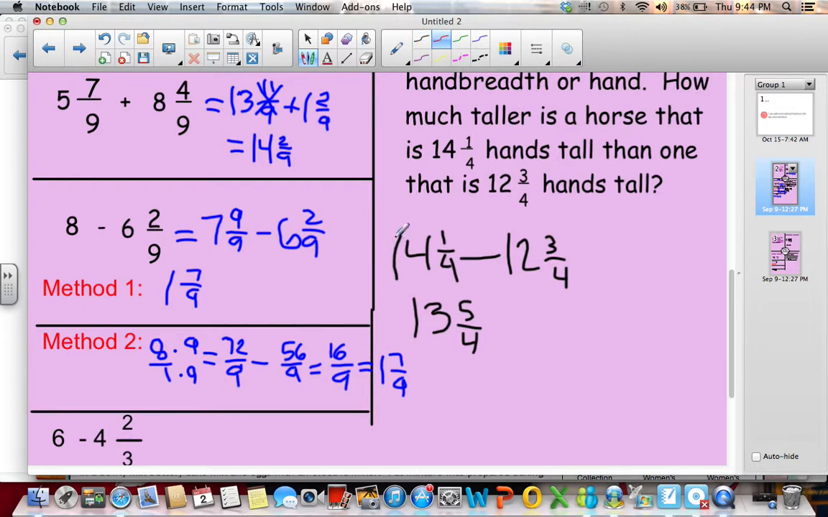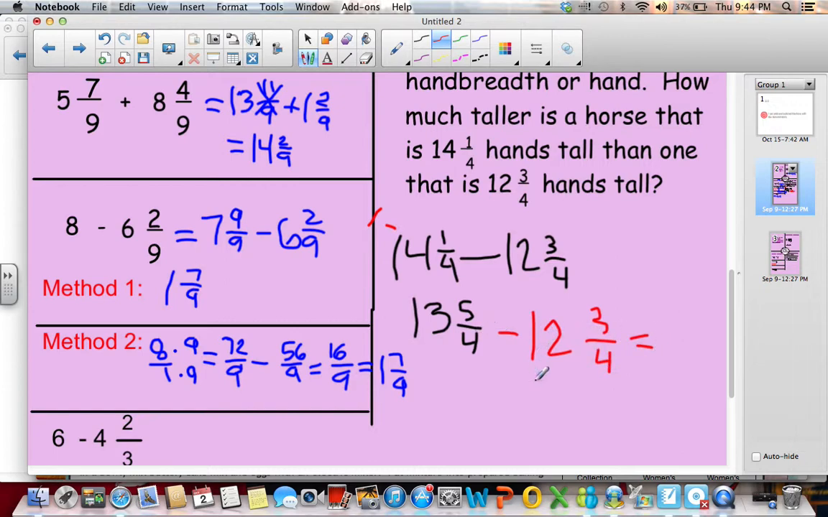Okay, because this is a little bit confusing, but I took one away and I got 13, but I'm not just going to take it away, I have to add it over here. So I'm taking 1 away to get 13, which if we have fourths, is 4/4, and I'm adding it to my fraction. So 13 and 5/4 is the same as 14 and 1/4. And then I have minus 12 and 3/4.